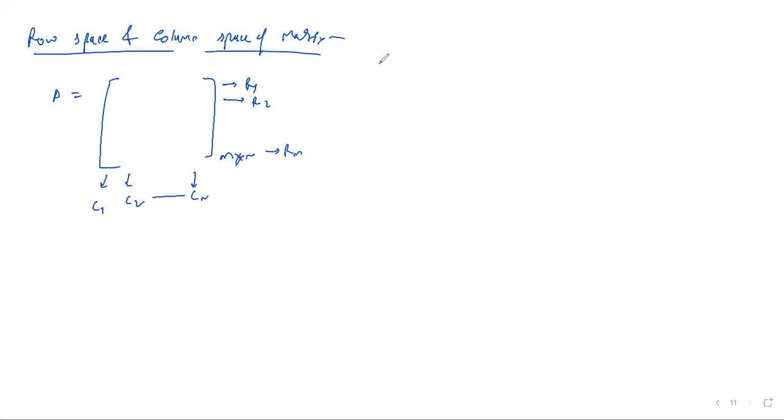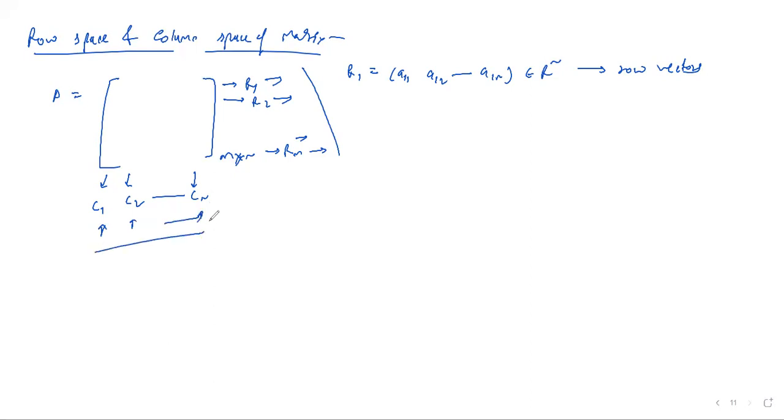If I take out the first row, R1, then what does it say? The elements of R1 are a11, a12 to a1n, which belongs to R to the power n. I'm taking this over the real field. These are called the row vectors: R1, R2, R3 to Rm. And these are C1, C2 to Cn, the column vectors. And R1, the row vector, can be represented as the corresponding elements, belonging to R to the power n.